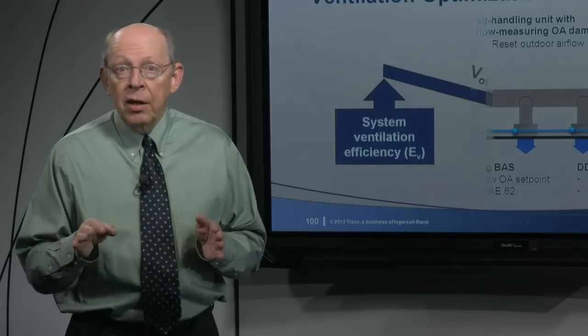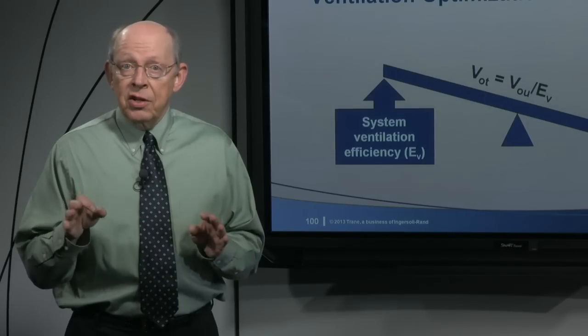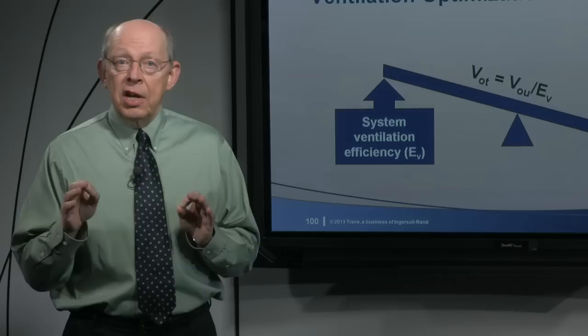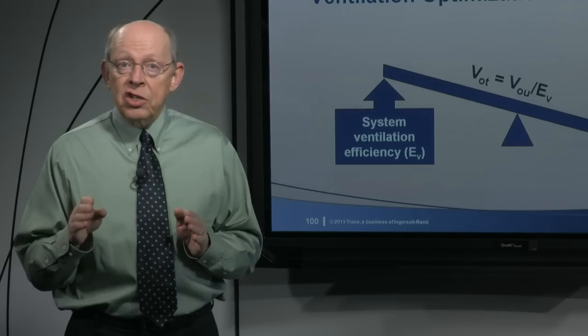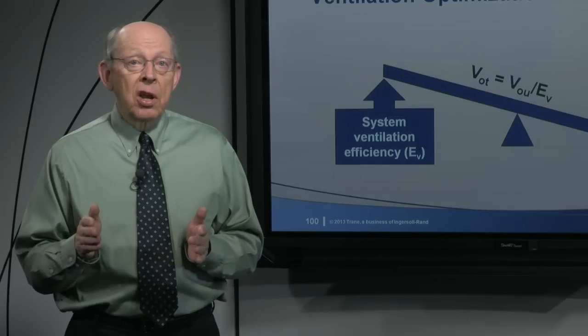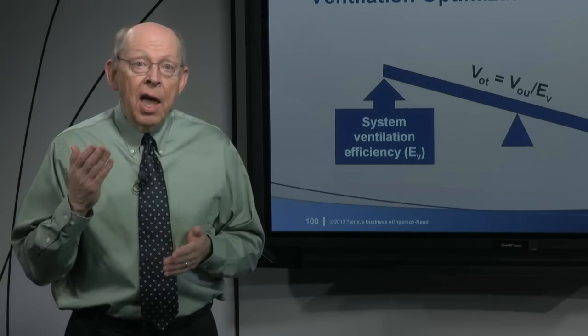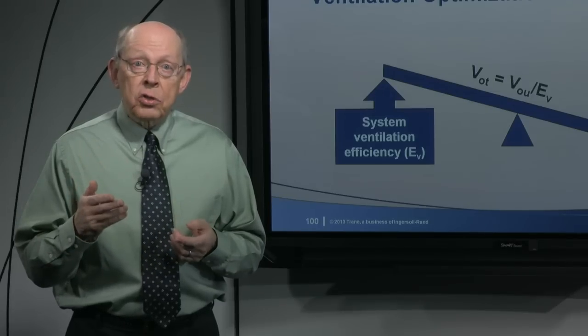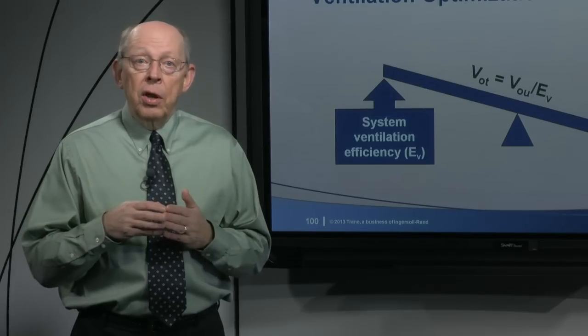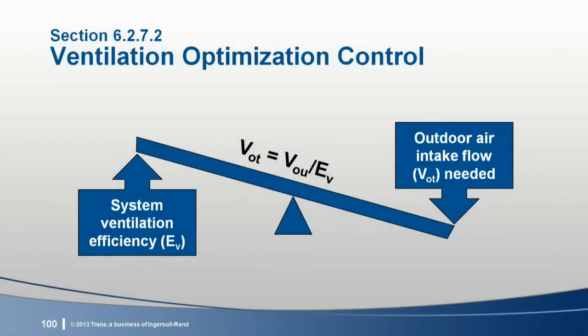In summary, VAV systems work like this. If designed for worst-case intake airflow, system ventilation efficiency always rises from its lowest value at design to higher and higher values as the zone primary airflows drop at part load. Efficiency rises because less unused outdoor air exhausts from the system. And since they are inversely proportional, as system ventilation efficiency rises, outdoor air intake flow drops.